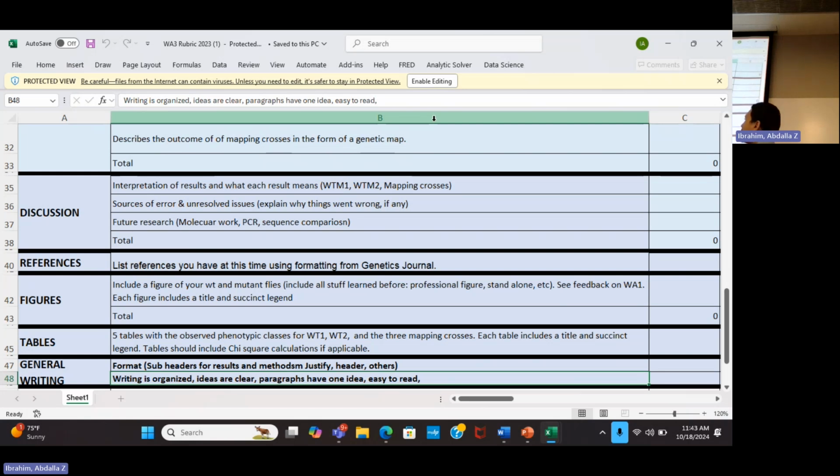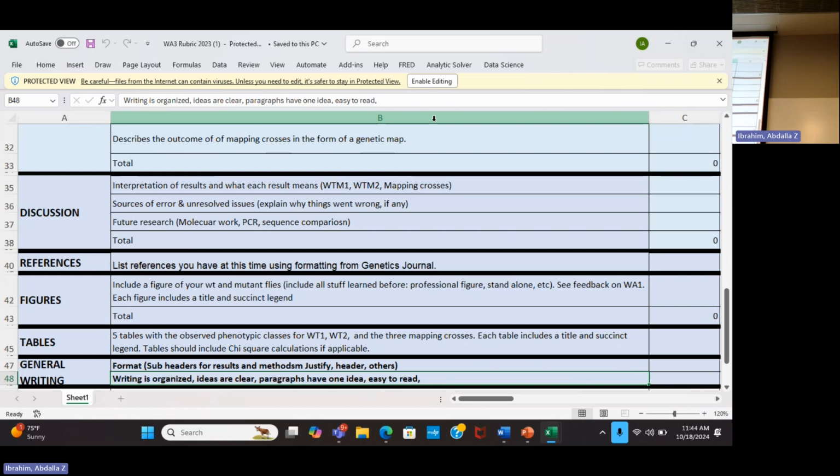For tables, you will have the tables from writing assignment 1, WTM1 and WTM2. So you have these two tables for the numbers that you scored. Then you will have the other tables for mapping across A, B, and C, the actual numbers. You can include the calculations, but it's not really required. I think this was from the past semester, and in real life you don't really include chi-square calculations. We did this in writing assignment 2 as practice, but we probably will not include it.